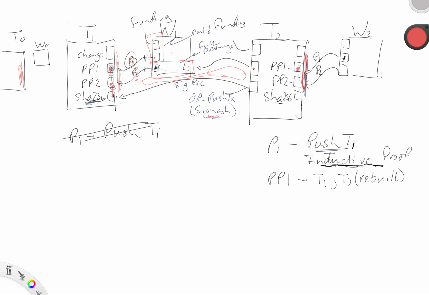And then over here, by checking the inductive proofs, we can be certain that the shape of all of these scripts on the output side has been preserved.